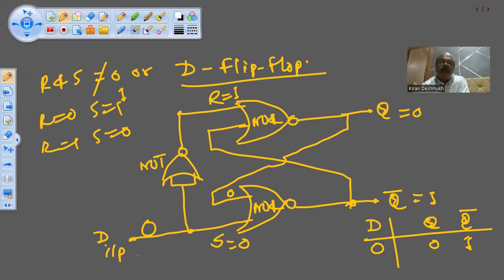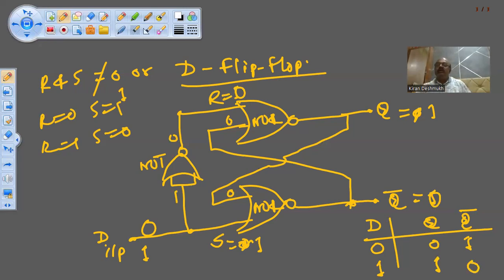Now if D is 1, means S is 1. If S is 1, Q bar will be 0. If Q bar is 0, and R is also 0, because when D input is 1, the output of this will be 0. So when both the inputs are 0, Q will become 1. So if D is 1, Q will be 1 and Q bar will be 0.